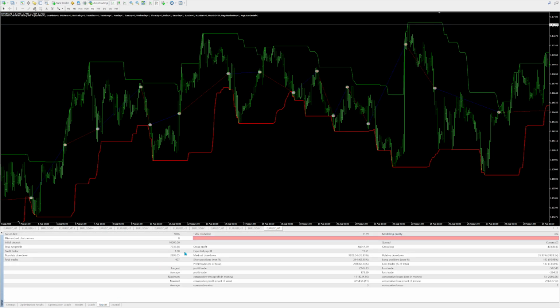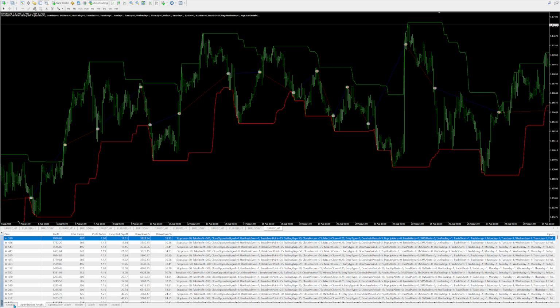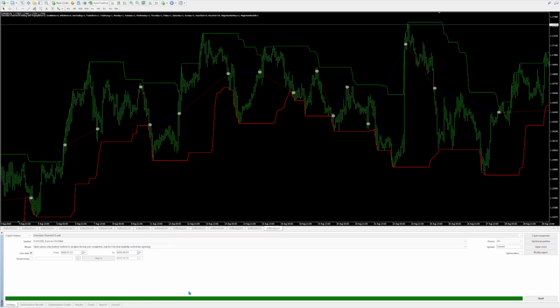Statistically, 8K profit, not bad at all. 35% drawdown, quite high, but you can of course lower the lot size to account for that. And plenty of trades, so over 400 trades gives us a good data set.